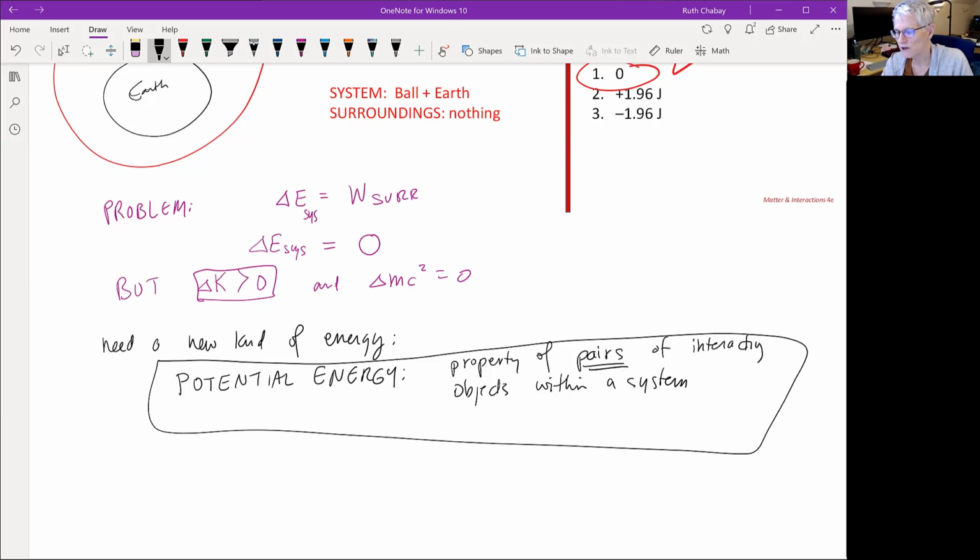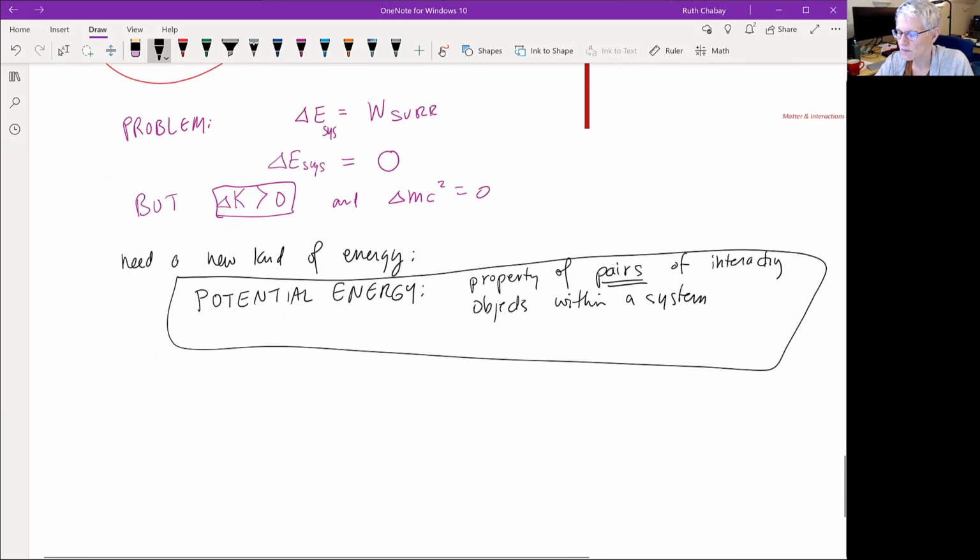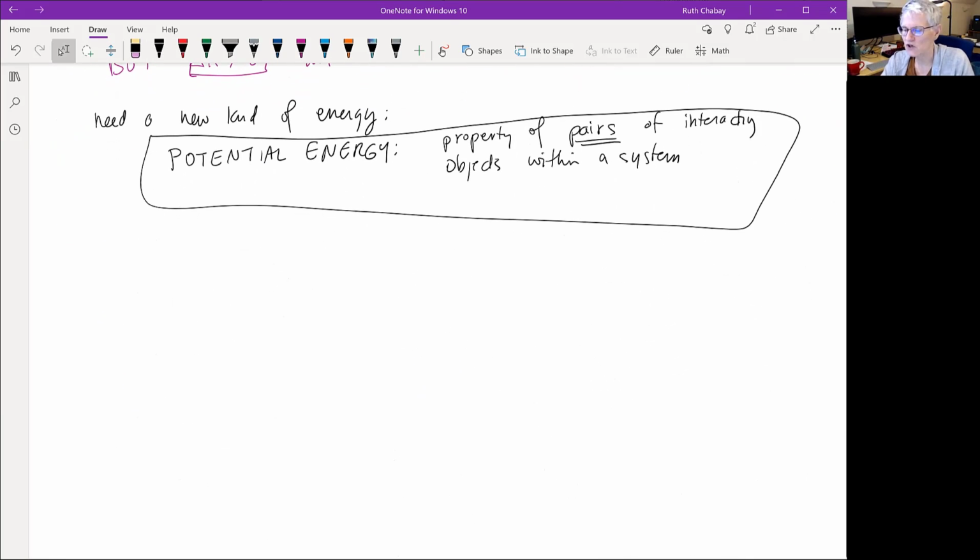And so we see in this situation that the kinetic energy of the Earth-ball system went up, and something has to go down to compensate because the surroundings didn't input any energy. And so this potential energy, it really should be called interaction energy. Has to have been changing.